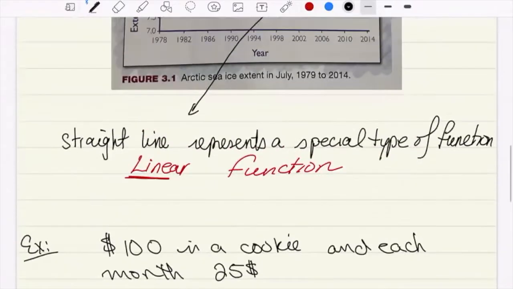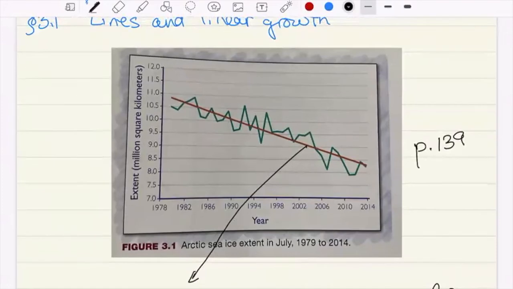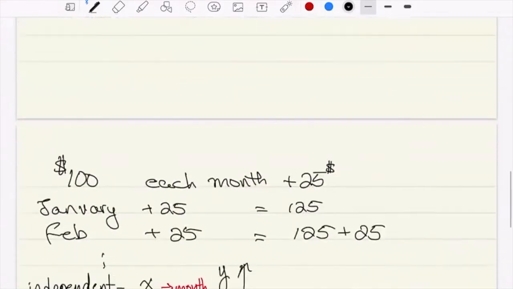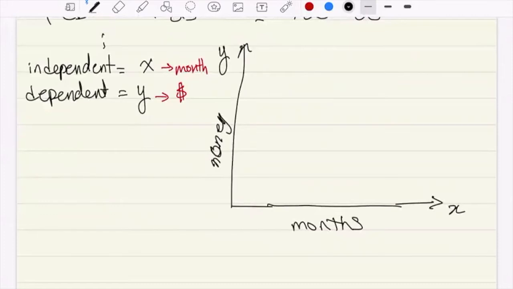Just like over here, let me go back to this graph. Do you have control over the number of years? No, the years will keep going. And you will notice that most of the time, if you're comparing time to something else, time is put under the independent variable.